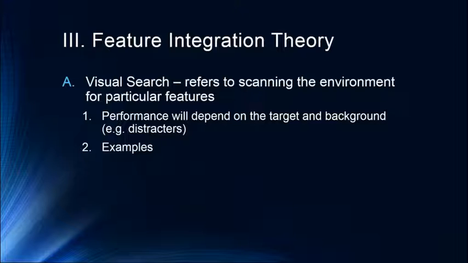So performance on a visual search task will depend on the target, so what you're looking for, as well as the background, which are generally distractors, so whatever's surrounding it. How easy or difficult it is to find an object will depend on what's around it. And again, you saw something similar to this in that visual search task from earlier in the term. So this is a basic pop-out phenomenon. You'd be looking for the blue R. Easy to find, it pops right out at you.